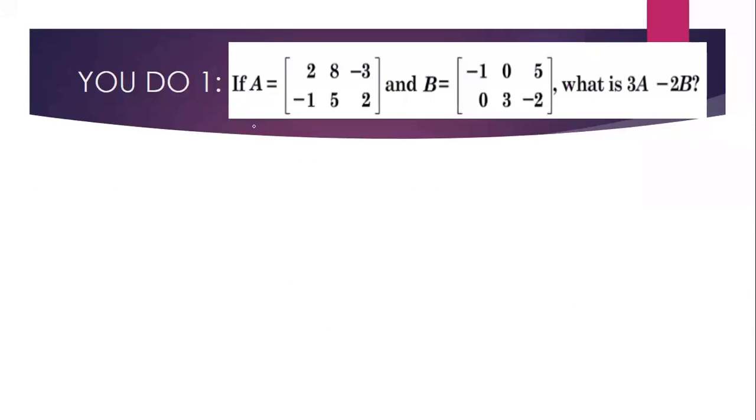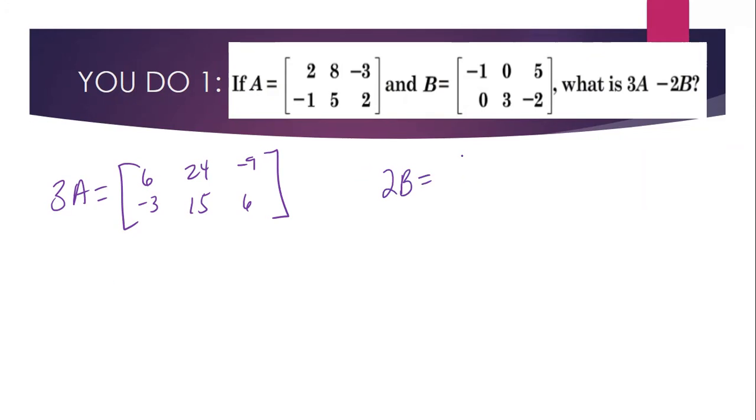Okay, so the first thing you should have done was find your 3A. And for your 3A, you should have gotten 6, -3, 24, 15, -9, and 6. Then you should have found your 2B. And for 2B, you should have gotten -2, 0, 0, 6, 10, and -4.